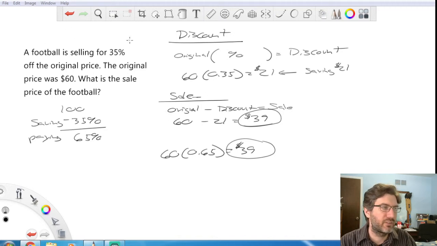The hardest part about these is the fact that you got a whole bunch of numbers going around and they all mean different things, and you got to keep track of what each number means as well as its value. Like you got to remember 60 is your original price, 35 is what you're saving, therefore 65 is what you're paying. 35% of 60 is $21, so you're saving 35%, you're saving $21. 65% of 60 is $39, so you're paying 65%, you're paying $39. It's just a lot of information floating around.